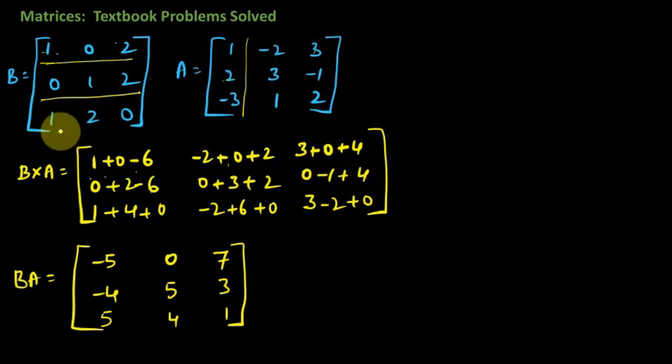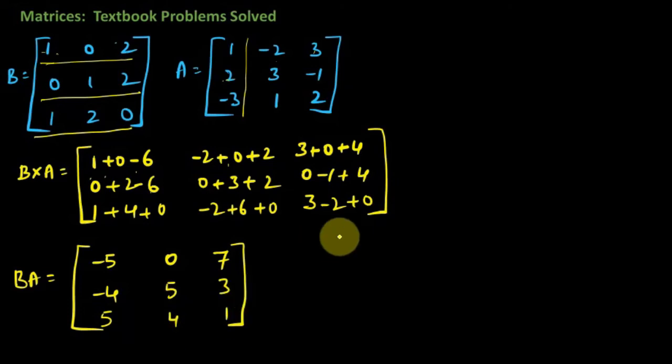Similarly, for the last row, we should fix the last row's elements and multiply with each column of the other matrix, right? So 1 into 1 is 1, 2 into 2 is 4, 0 into 3 is 0, right? So 1 into minus 2 is minus 2, 2 into 3 is plus 6, 0 into 3 is 0. If you add these, you will get minus 5, 0, 7, minus 4, 5, 3 and 5, 4, 1.